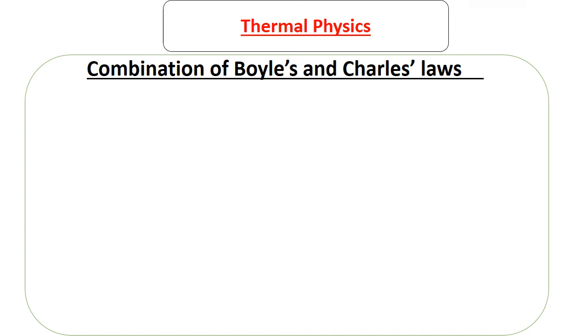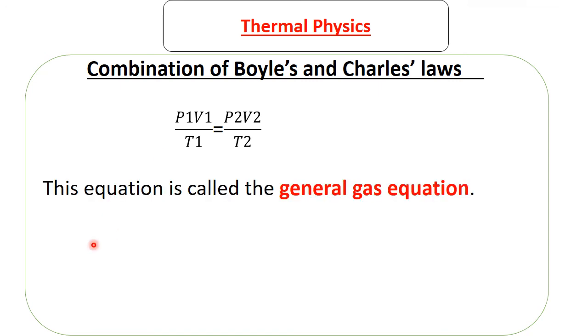Finally, we look at the combination of Boyle's law and Charles' law. In this case, nothing is going to be kept as a constant. So we assume the volume, the temperature, and the pressure are changing. This is the equation that combines Charles' law and Boyle's law. It says P1 V1 over T1 equals P2 V2 over T2. This equation is called the general gas equation, because if you can master this, then you can be able to remember Boyle's law and Charles' law.